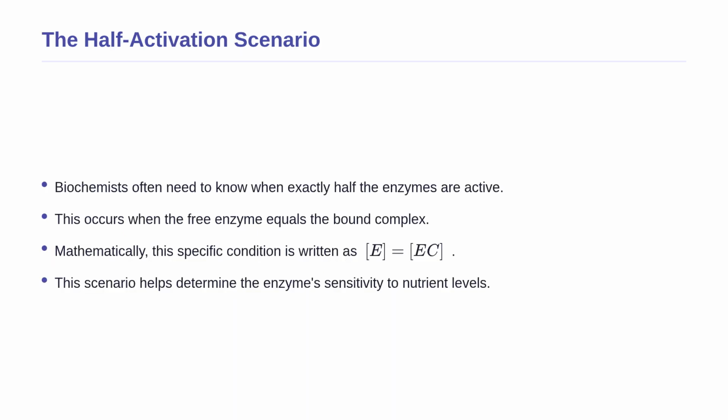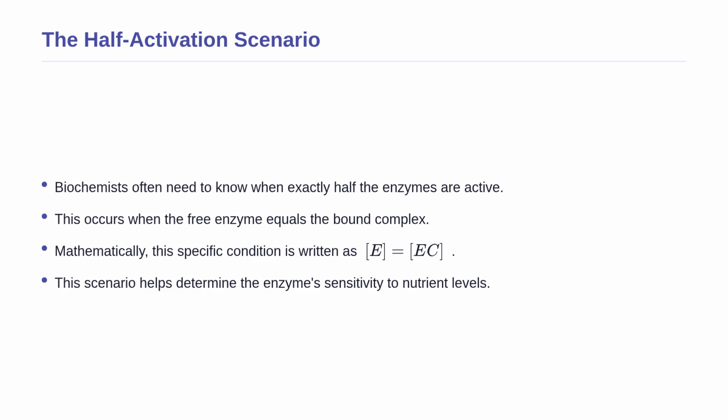Having successfully calculated the active concentration in a random scenario, let us look at a very specific and important condition. In biochemistry, researchers frequently need to know the exact point at which exactly half of the total enzyme molecules in a solution are activated. This 50% activation point is a crucial metric for understanding how sensitive an enzyme is to changes in cellular nutrient levels.